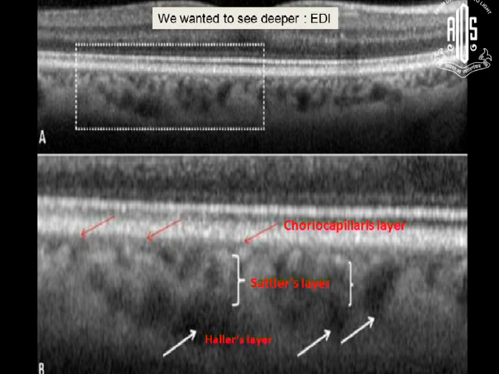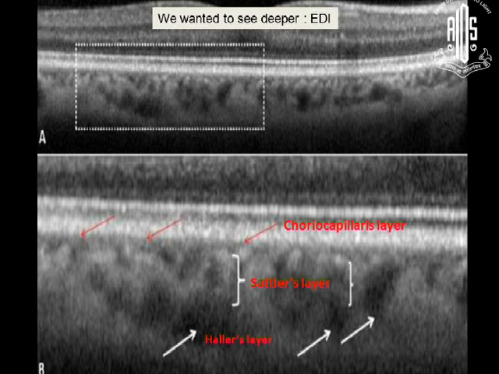We wanted to see deeper because Sir has shown you that RPE is responsible, and he has also shown you that choroid is responsible for causing atrophy in geographic atrophy in ARMD. But how do you see choroid? We wanted to go deeper. So we had enhanced depth imaging where we can see layers of the choroid.